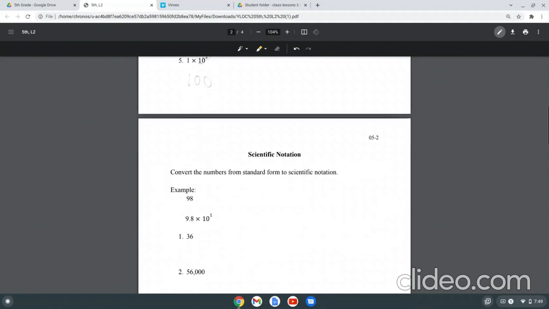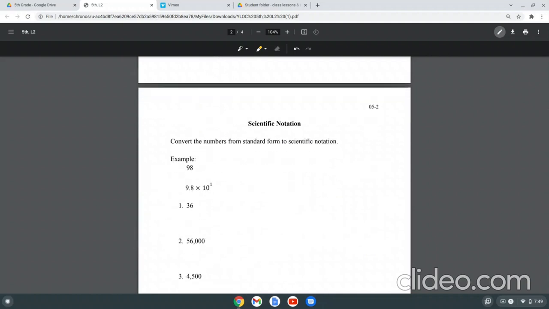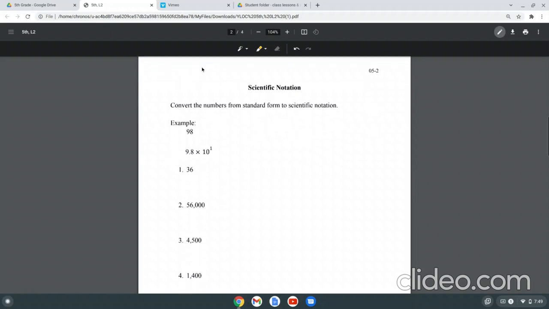Let's go to the next page, scientific notation. So this will be different from what we did on the last page. Convert the numbers from standard form to scientific notation. When we're dealing with scientific notation, it has to be in the form of a decimal. So it'll always be, for example, if it's 98, 9.8. I'll show that when we go to the next question.